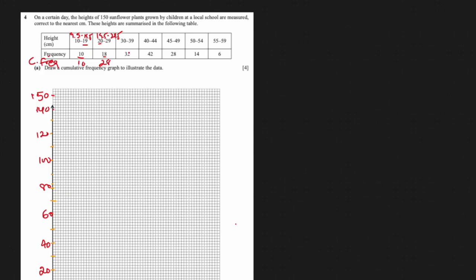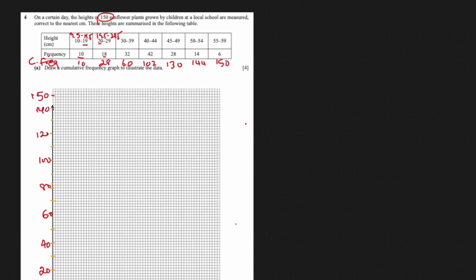Okay. Now 28 will add to 32, becomes 60. 60 plus 42 becomes 102, 130, 144, and 150. This was the total number of sunflowers which were observed on that day.